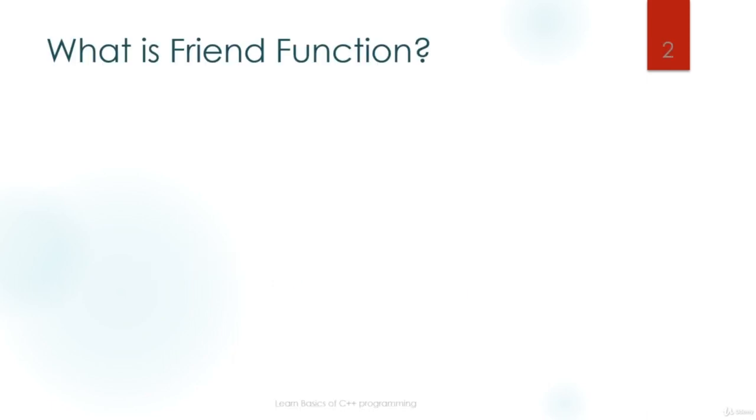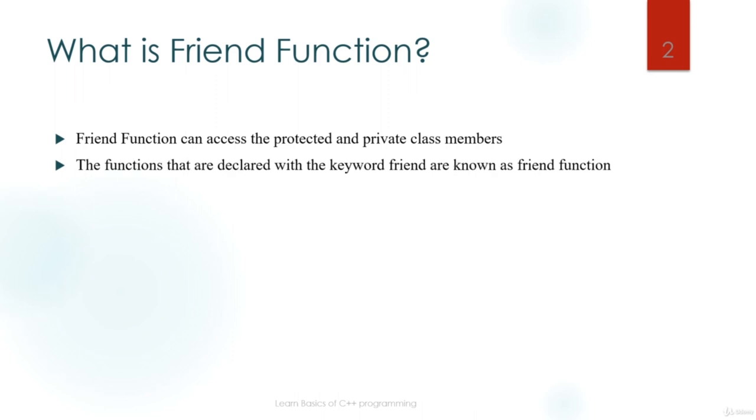What is a friend function? A friend function in a class can access the protected and private class members. That is, it can access the private data members and the member functions. To use the friend function in a class, we have to mention the keyword friend before the function name.